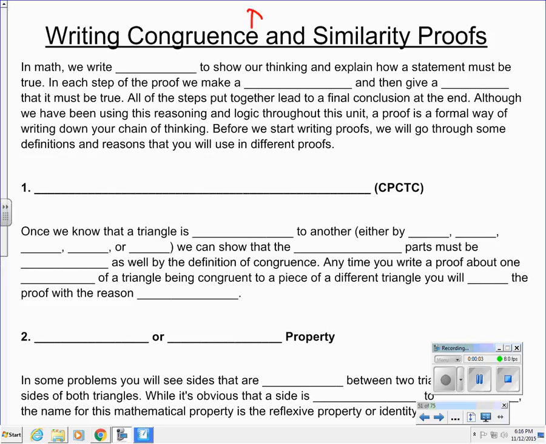This is our day 4 video. It's going to be the last new topic we cover in Unit 7. We're going to be writing congruence and similarity proofs.